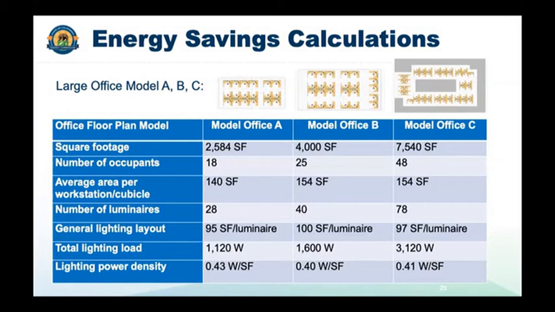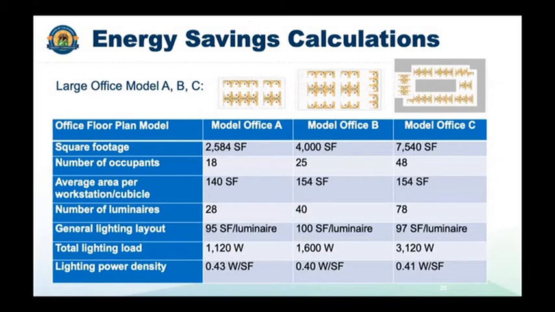Okay, and we're going to look into the energy savings and the cost effectiveness. And so first, energy savings calculations. There are three model spaces. We call them Office A, Office B, and Office C. They are all of different sizes.